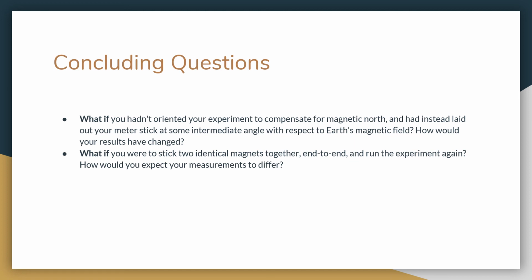Now for the second question. What if I were to stick two identical magnets together end to end and run the experiment again? How would your measurements differ? If I were to do this, I would expect to calculate larger magnetic fields, because instead of there being just one magnet there would now be two.